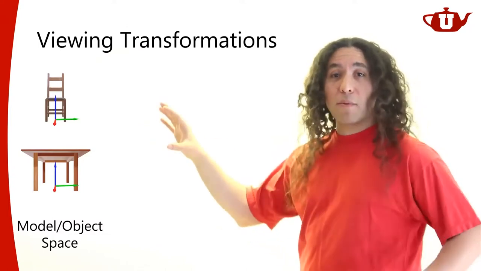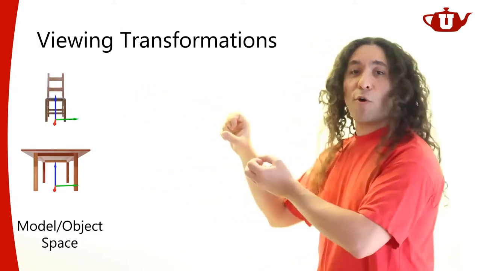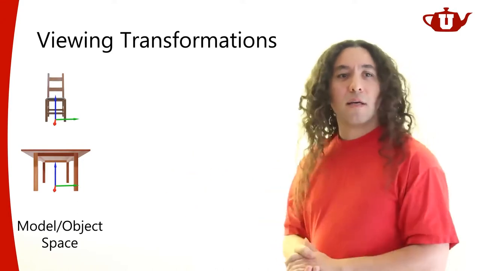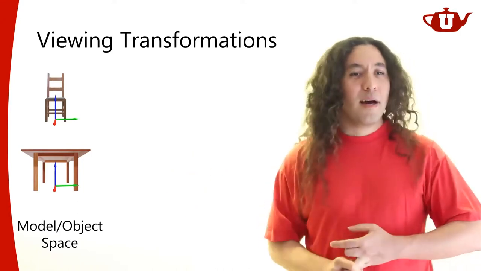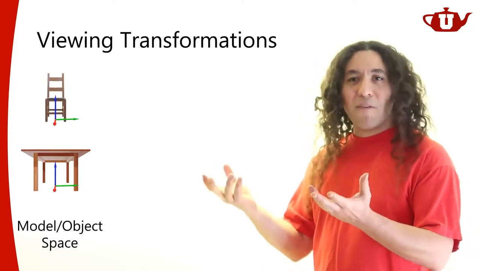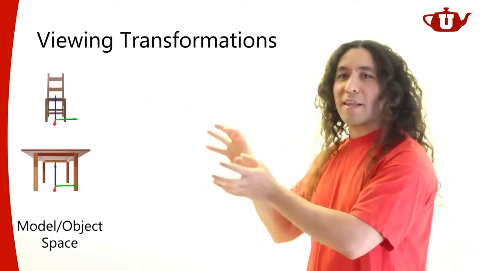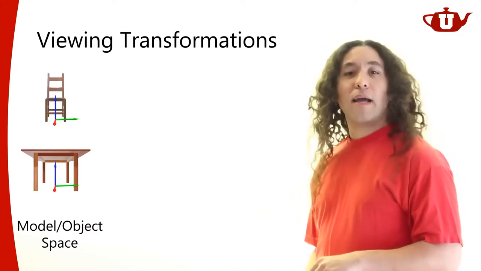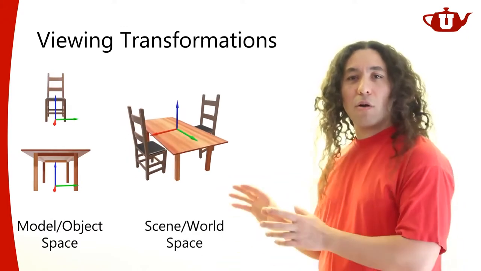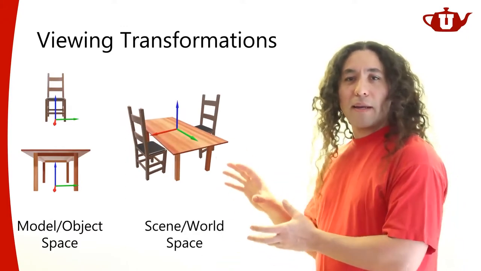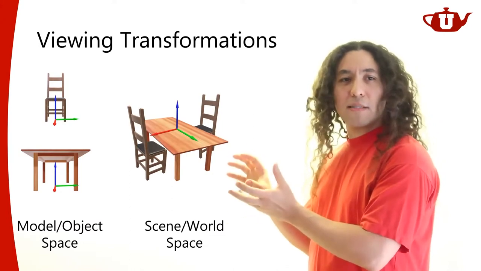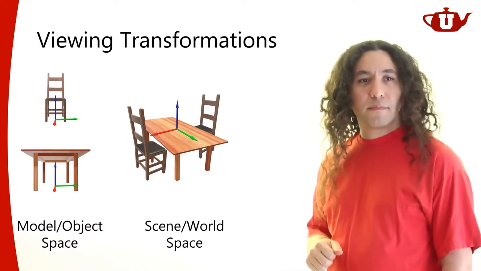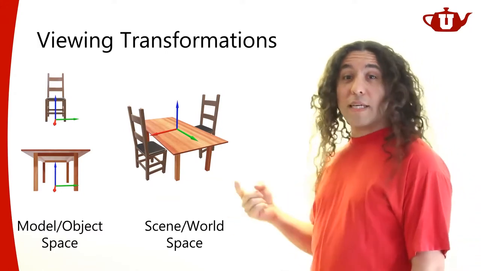So what I'm going to have to do is take these objects and transform them into certain positions and orientations or rotations. So I'm going to apply rotations, translations, and scale, basically affine transformations, to move them into where they're supposed to go in the scene that I'm building. So I'm going to have a scene space or a world space that is going to contain these objects with a different coordinate frame, right?